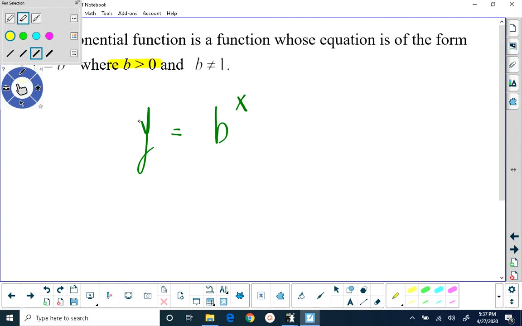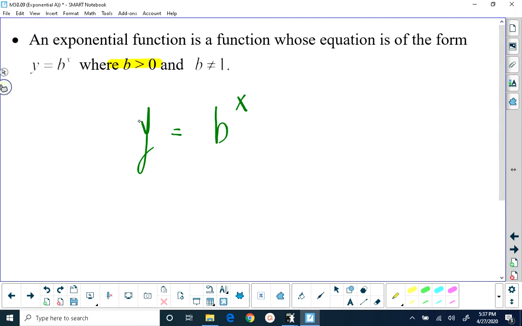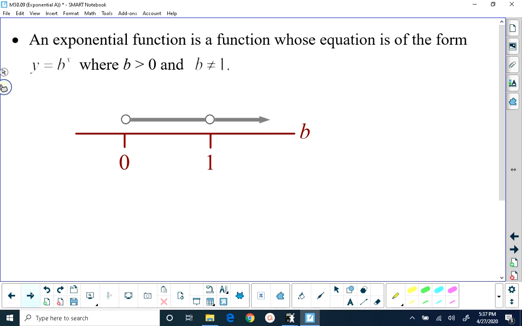What is that telling us? It's telling us that you cannot have a base that's equal to 0 and you cannot have a base that's negative. There's another condition which says the base cannot be 1. So when we put this all together, what we're saying is the value of b has to be a positive number not equal to 1. Visually, what that looks like is b can be any number between 0 and 1, and it can be any number bigger than 1, but it can't be 1, it can't be 0, and it can't be negative. So those are the rules for b.